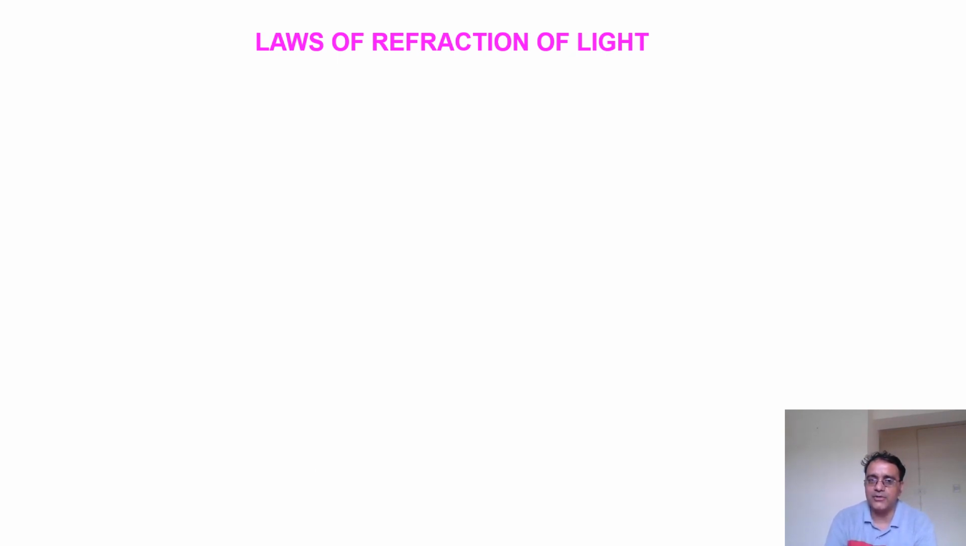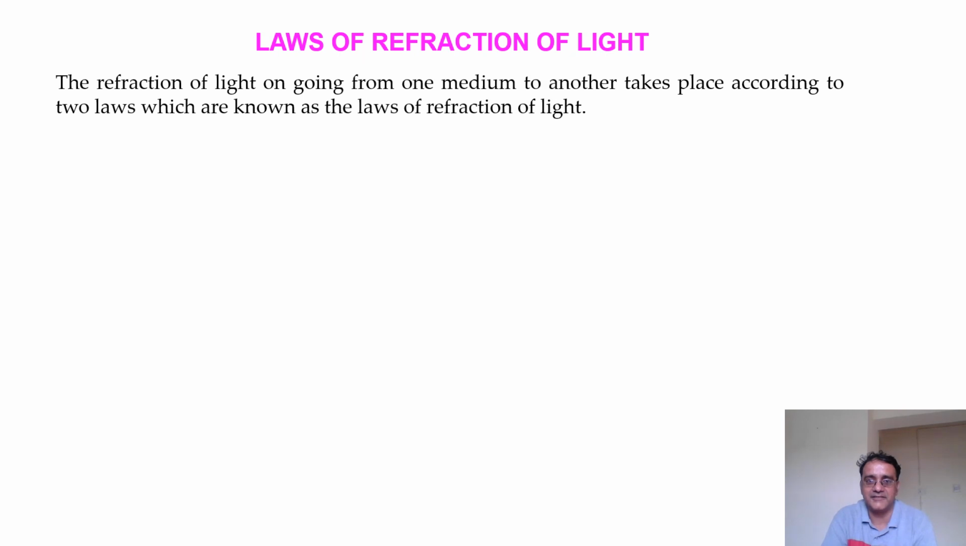Now we'll move towards a very important topic, that is laws of refraction. So just now we saw two very important properties, when light moves from rarer to denser medium and denser to rarer medium. Now the refraction of light on going from one medium to another medium takes place according to two laws, which are known as laws of refraction of light.